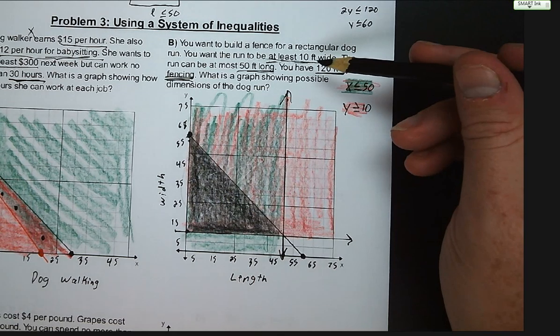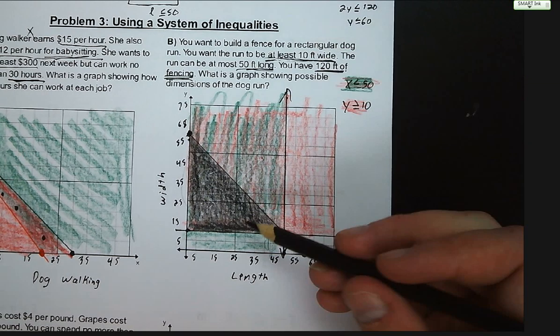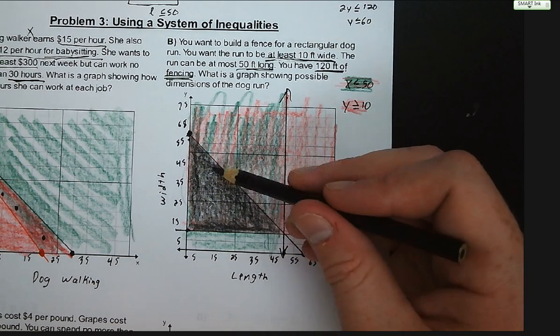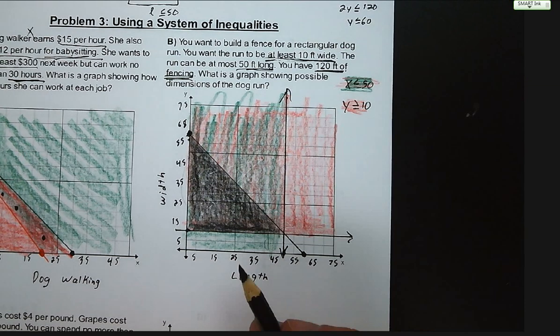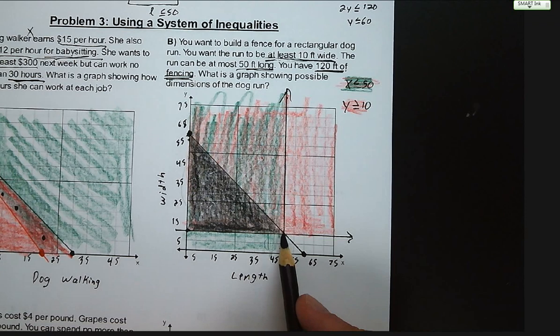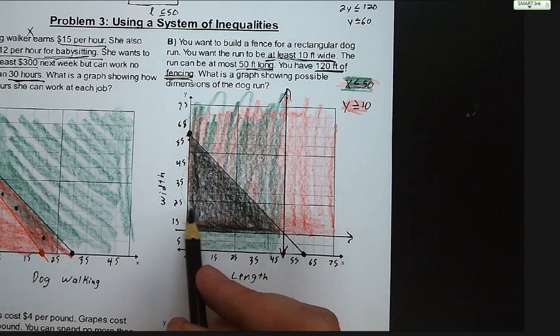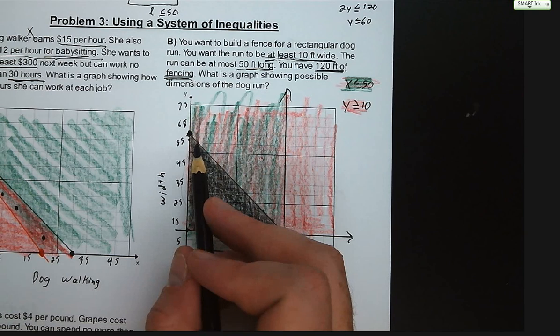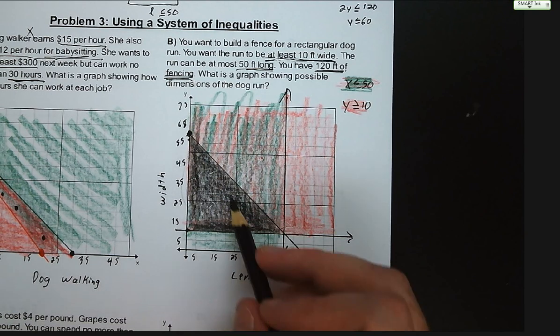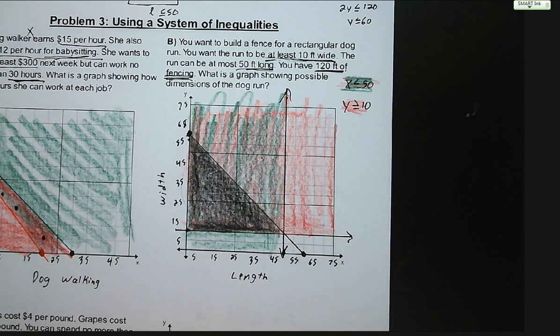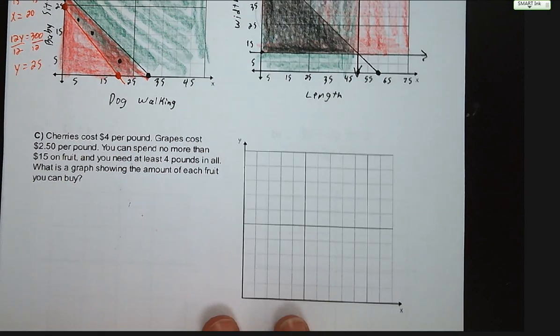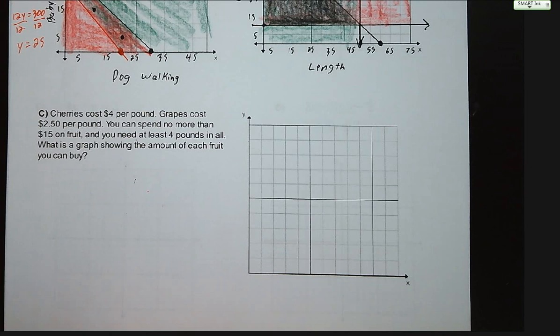The run will be at least 10 feet wide. It's greater than 10 feet wide. It is at most 50 feet long or less. All these are less than 50 feet. And these would use a perimeter of less than 120 feet. All right. I want you guys to try letter C, and then I will go over it.